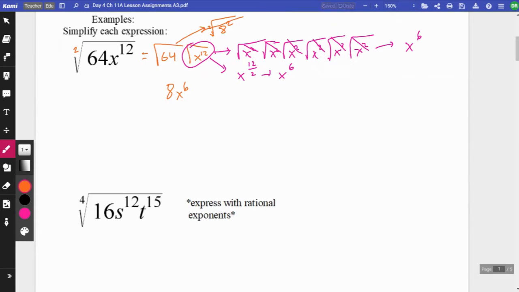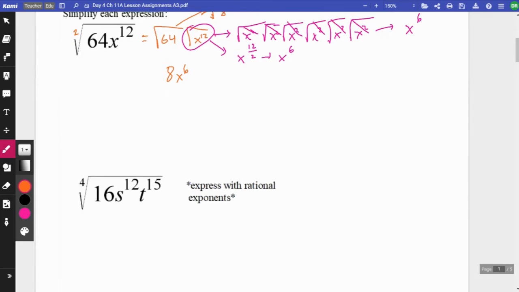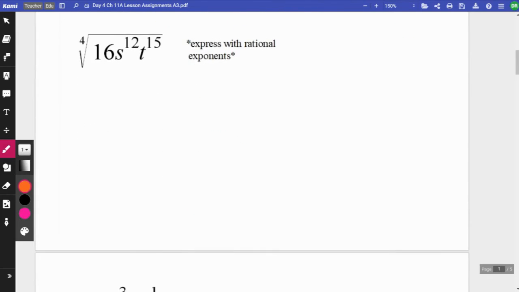This first one said, simplify the expression. This next one says just express with rational exponents. So we don't need to get super crazy. It just wants us to express with rational exponents, and we could simplify where we can. So if we split this up, this is the 4th root of 16 times the 4th root of s to the 12th times the 4th root of t to the 15th. And then simplify what we can.